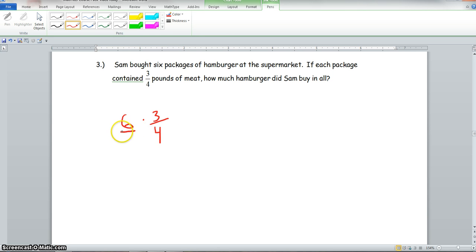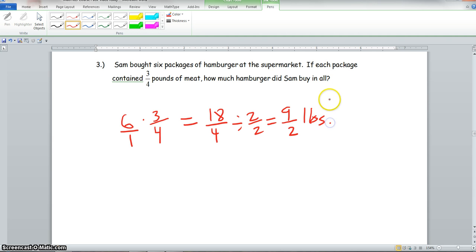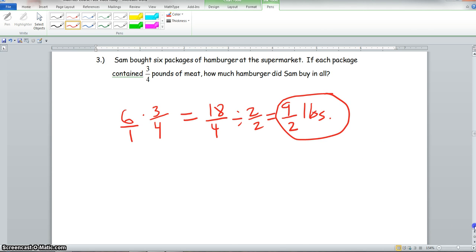Now, we'll make this 6 over 1, and we'll multiply. 6 times 3 is 18, and 1 times 4 is 4. So now we could divide the numerator and denominator by 2, which is their greatest common factor, and that would give us 9/2. So it would be 9/2 pounds. That's how much Sam bought.